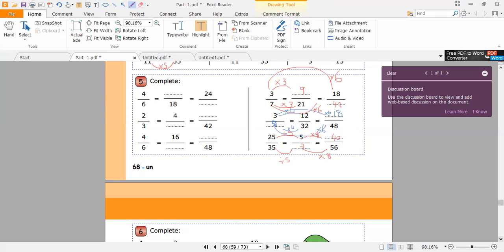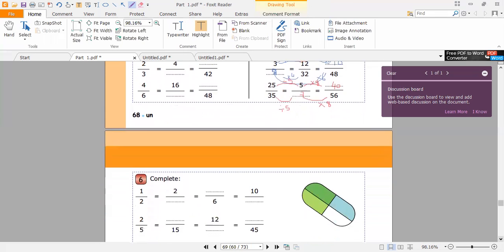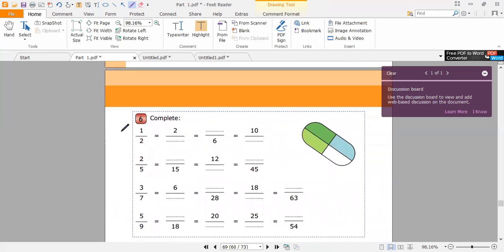Now we will solve exercise 6. A and C only. 1, 2, 3, 4. Here we have 4 equivalent fractions. And here we have 1, 2, 3, 4, 5. Here we have 5 equivalent fractions. It's so easy, just follow the way that I told you.